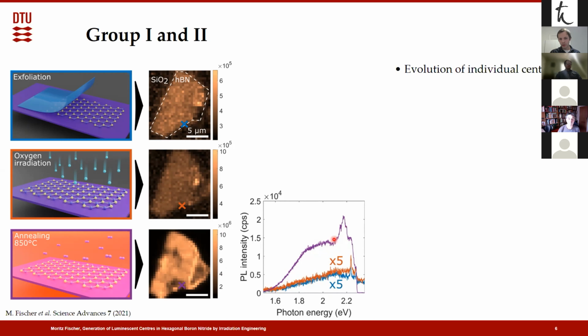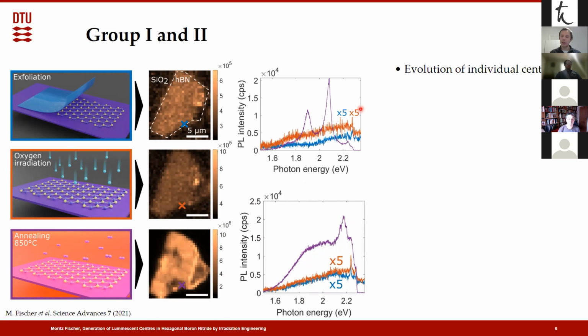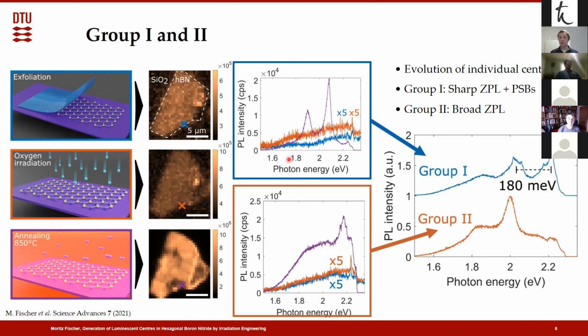So for instance, shown in this plot here, the blue spectrum is after exfoliation, and the red spectrum after irradiation, and there you basically see no photoluminescence, while after subsequent annealing, you get a nice spectrum. And then we did this on another hBN flake and got this spectrum here in purple. And in general, we found two groups of luminescent centers, namely group 1 showing a relatively sharp zero phonon line associated with phonon sidebands, and also group 2, which shows a broader zero phonon line with less pronounced sidebands.